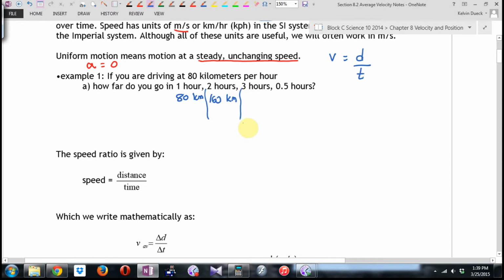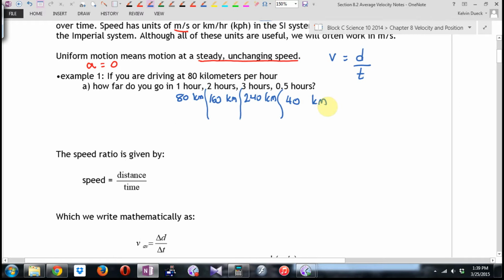How about 3 hours? Now, here's my question. How could I take a 3 and an 80 and get an answer without just doing it gut instinct? In other words, what's the mathematical? We're multiplying, right? So when we have yucky numbers, what will we do? Multiply with yucky numbers. 240 kilometers. And in a half hour, if you're going 80 kilometers per hour, how far will you go? 40.